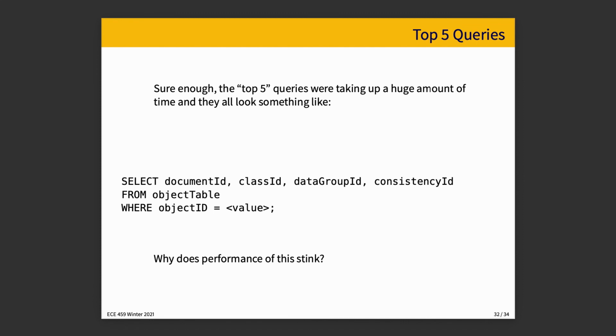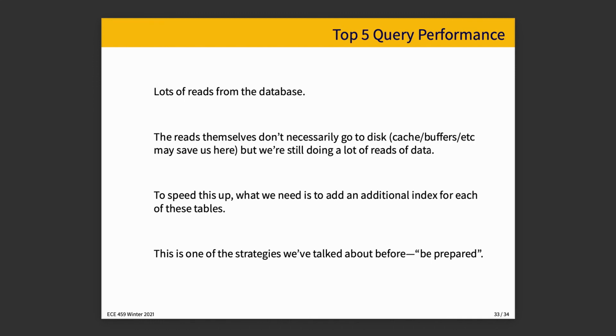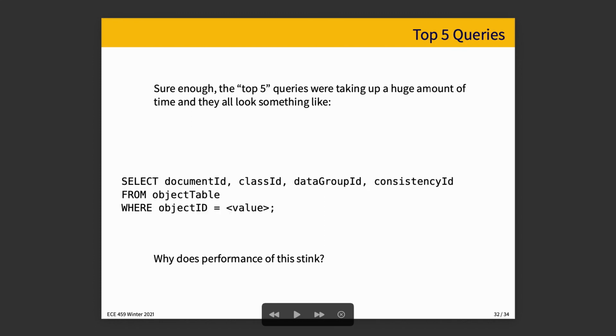I mean, we are doing a lot of reads from the database. The reads don't necessarily go to disk because there are caches and buffers and what have you, but what's actually missing is we need an index. This is one of the strategies that we've talked about before. Be prepared. If we know an operation is going to query based on some column, something like where object ID equals value, we can put an index on that.